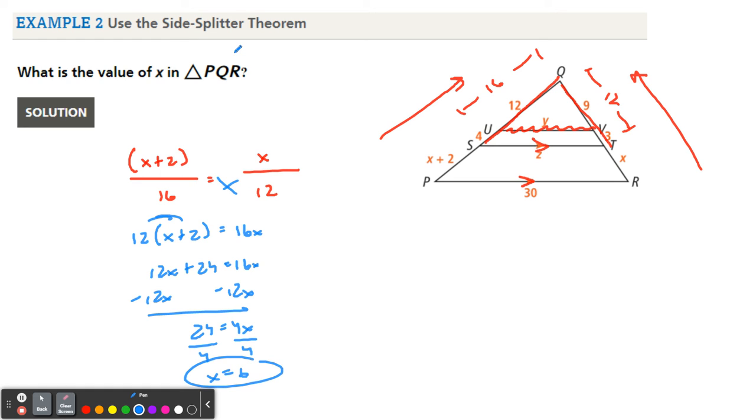And there we go. And you can always plug it back in to make sure it does create the proportion you wanted, if you want to check. Perfect.